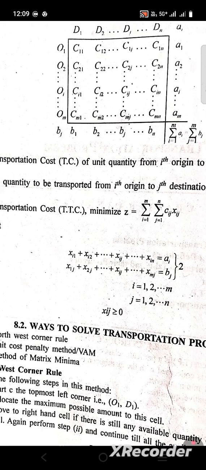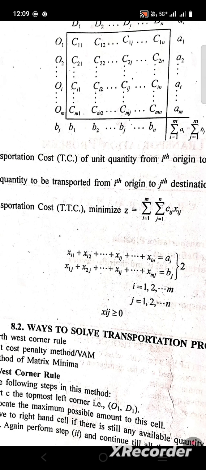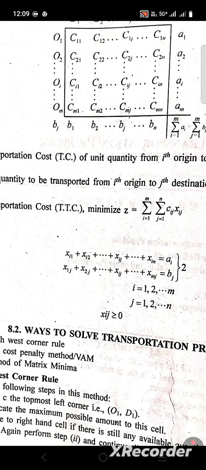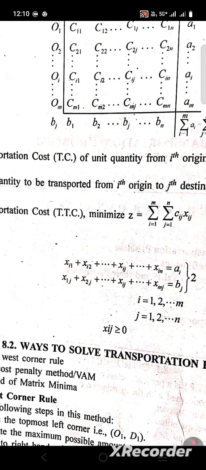And the available quantities are A1, A2, up to Ai, up to Am, and the requirements are B1, B2, Bj up to Bn. Here the total availability equals the total requirement, that is, the problem is a balanced transportation problem: summation of Ai equals summation of Bj.